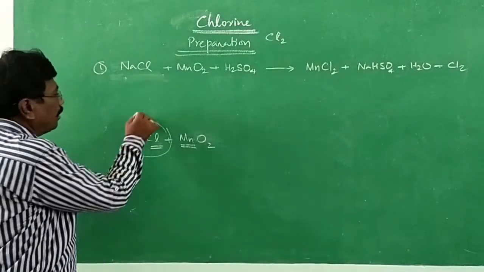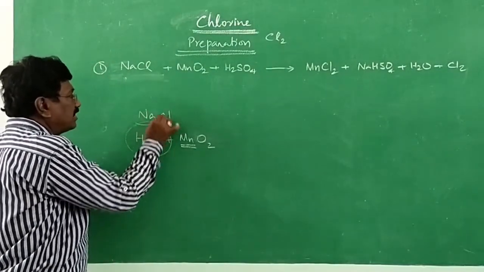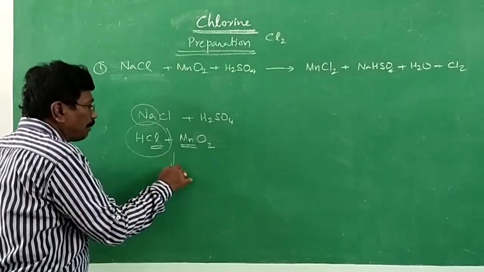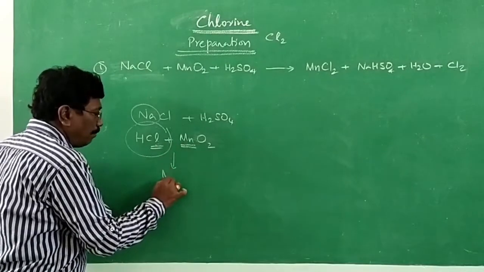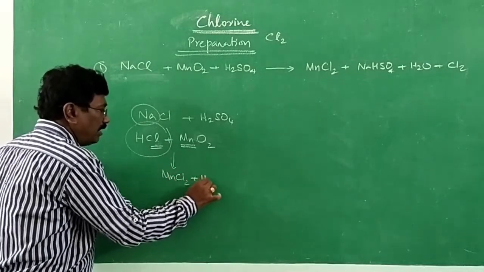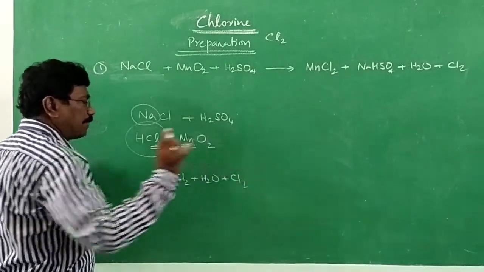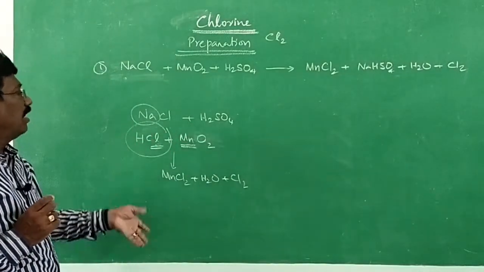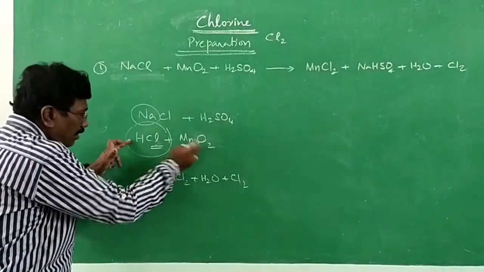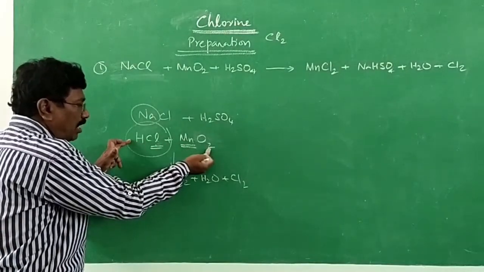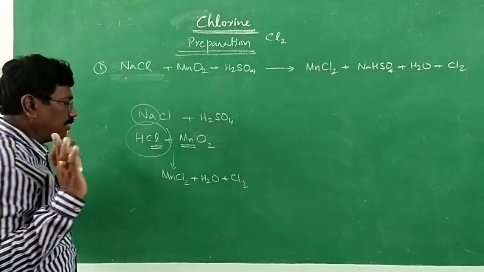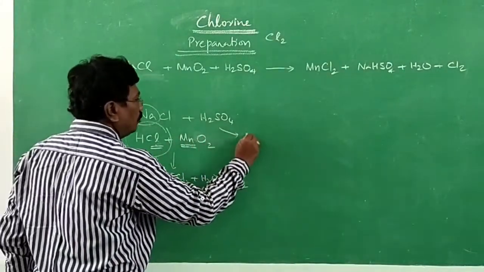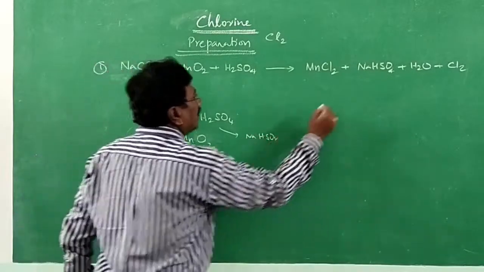Now we are using sodium chloride, a salt. To break the salt, we are using acid. Therefore, in addition to the expected products, what are the expected products here? MnCl2, water and Cl2. Manganese dioxide is an oxidizing agent. It oxidizes HCl into chlorine. Thereby, hydrogen combines with oxygen to become water, chlorine combines with manganese to become manganese chloride. If we use sodium chloride, it will give sodium bisulfate, also extra. That's what we have added here.